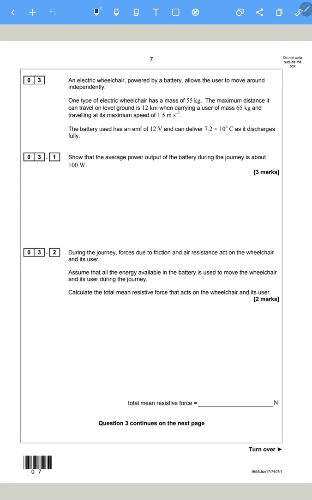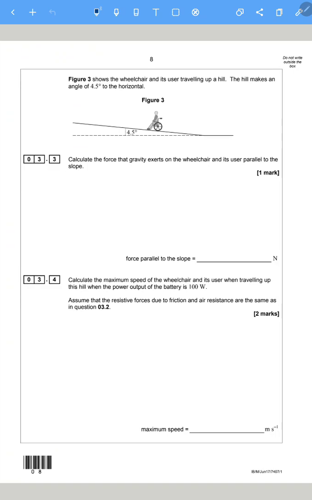Why is there so much electricity? An electrical wheelchair powered by a battery allows the user to move around independently. One type of electric wheelchair has a certain mass. Maximum distance travelled on level ground is that many kilometres, with a maximum speed of that. So the average power output is about 100 watts. Don't know, okay, screw this. I don't know what EMF is.